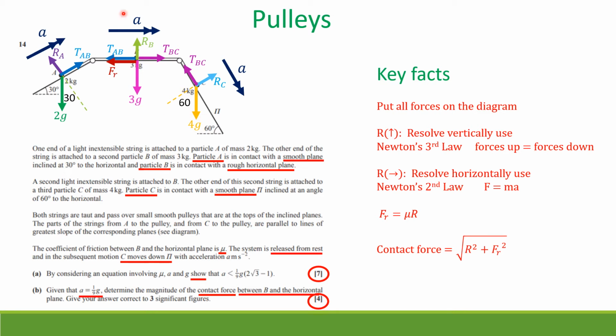Make sure you've got your diagram drawn out correctly, and then we're going to move on to being able to see if we can work out the value of mu being less than 1/9 G (2√3 minus 1) and working out the contact force.